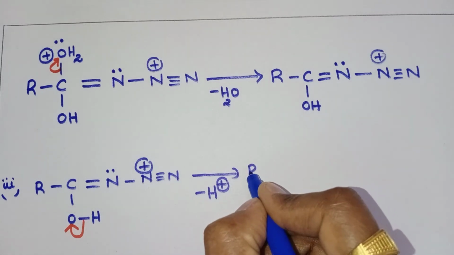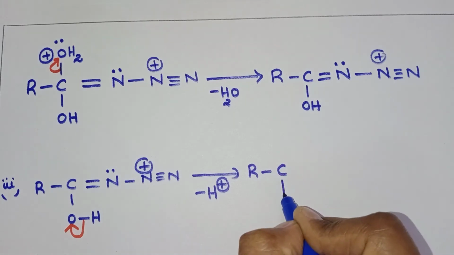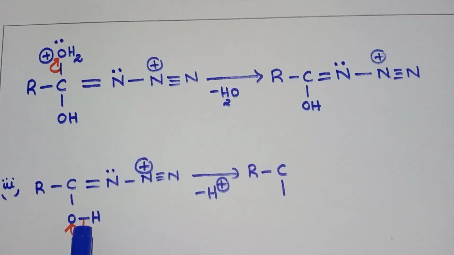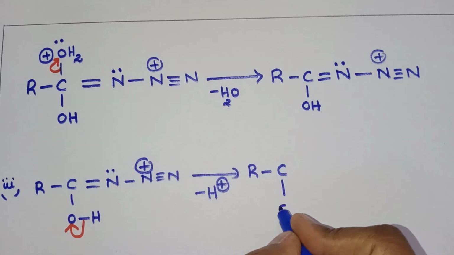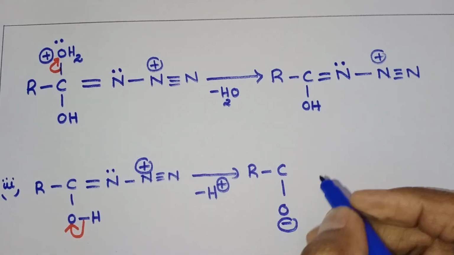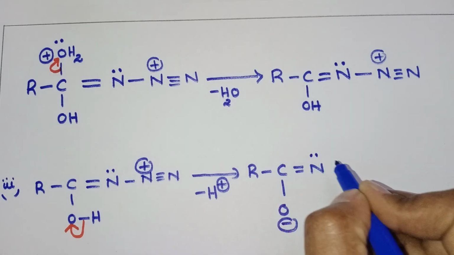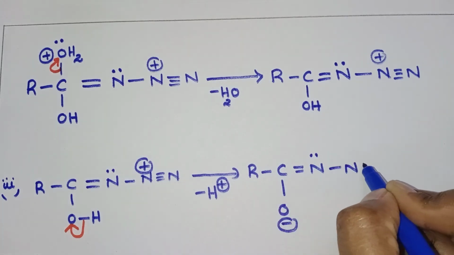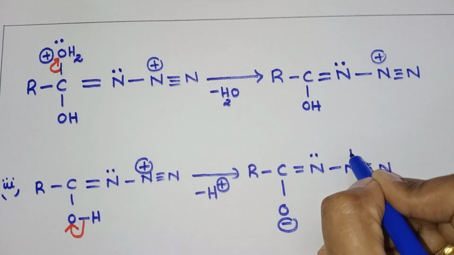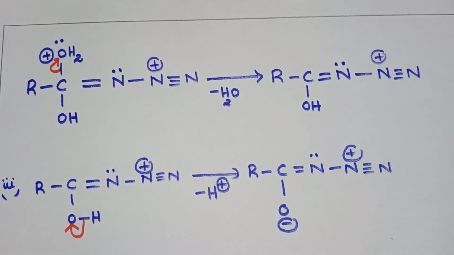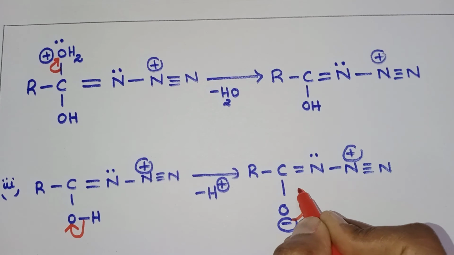Okay, minus H plus. Next what happens? R, C. Students, look here. These two electrons are taken up by oxygen, meaning oxygen gets a negative charge. Here, double bond N, single bond N, triple bond N. Here, positive charge. Okay. So, now what happens? There is again some shift of the bonds and electrons. So, this O minus, the negative charge on oxygen, will be shifted this side.